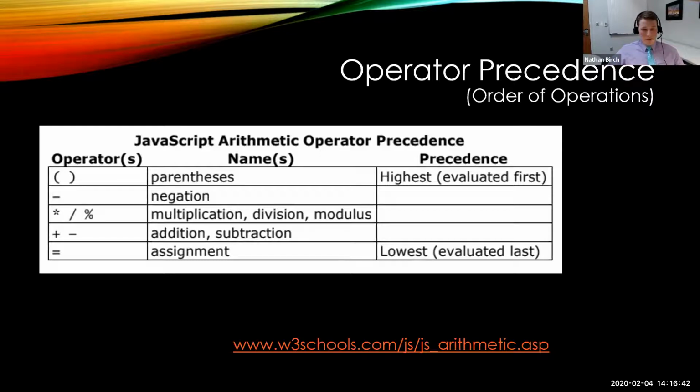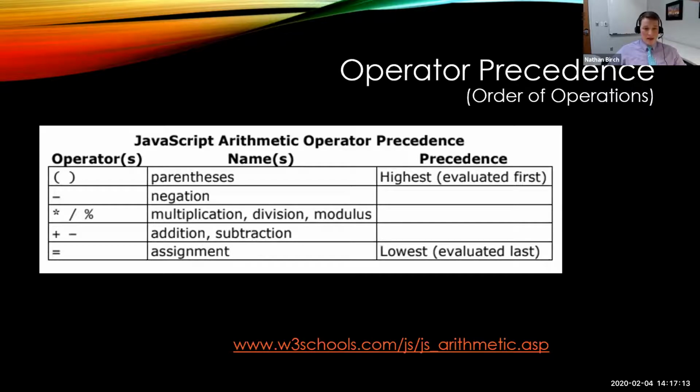But anytime I have a bunch of these operators together, we have to follow the order of operations, the same thing we all learned about in elementary school. We have our parentheses first. Then we have negation, multiplication, division, and modulus. Those are all the same; they have the same level of precedence. Then addition and subtraction. And finally, once all that has taken place, we execute our assignment.